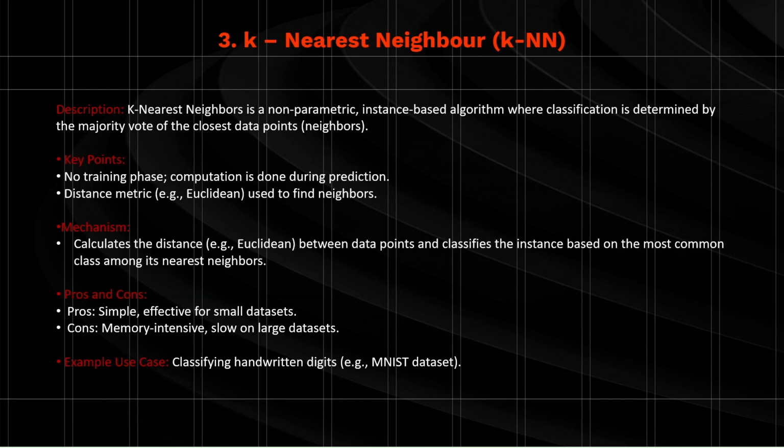K nearest neighbors, or KNN, is an instance-based model that classifies data based on the nearest neighbors in the dataset. For each new data point, KNN looks at the k closest neighbors and assigns the most common class among them. It's often used in recommendation systems and pattern recognition. This model is simple yet effective, particularly when we need to make predictions based on similarity. Abhay will now go over decision trees.